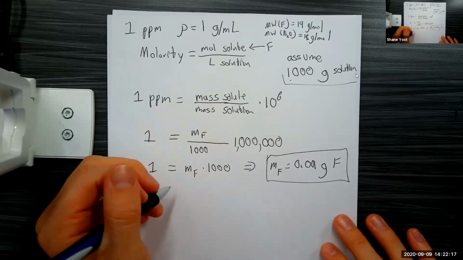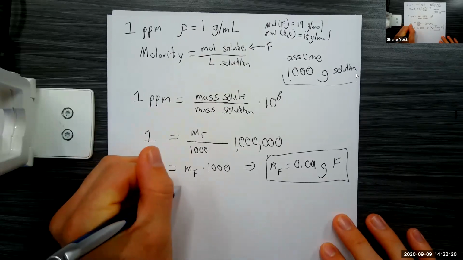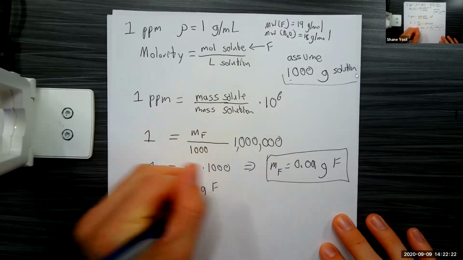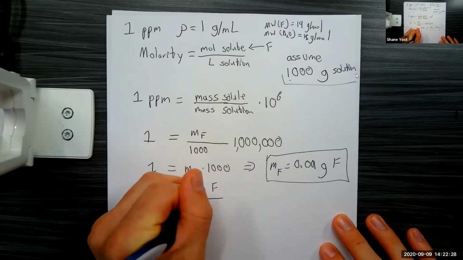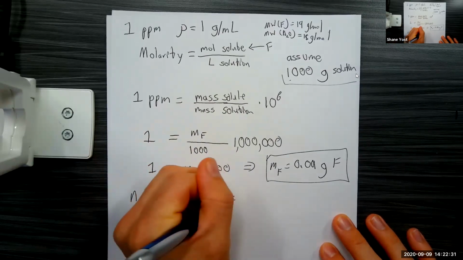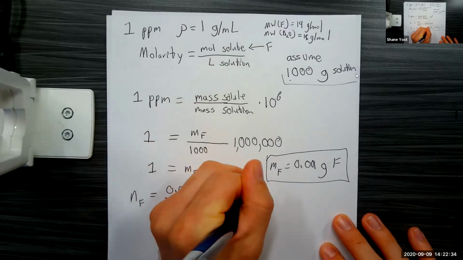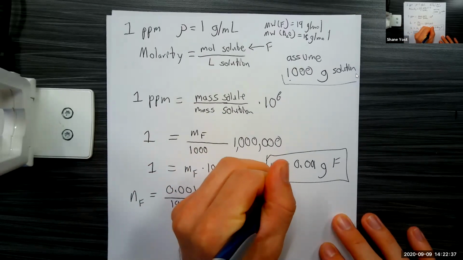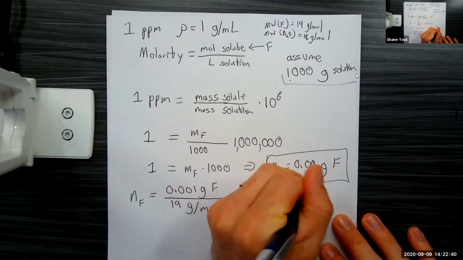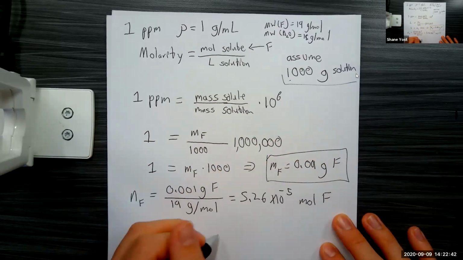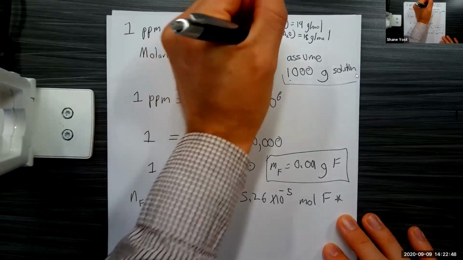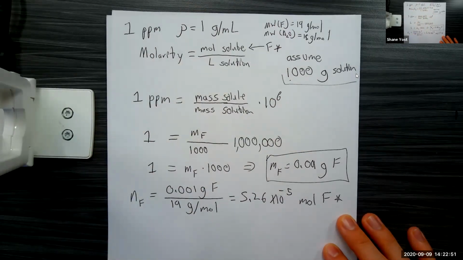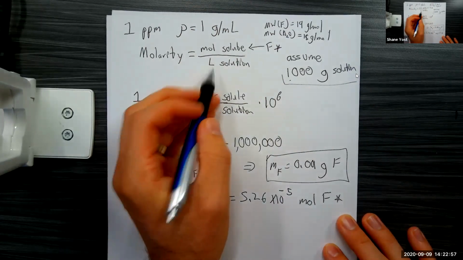Yeah, we have to divide the mass by the molar mass, right? So I take 0.001 grams of fluorine and divide it by its molar mass of 19 grams per mole. That gives me 5.26 times 10 to the minus 5 moles of fluorine. This is the moles of solute, which I need for my molarity. The other piece I need is the liters of solution.